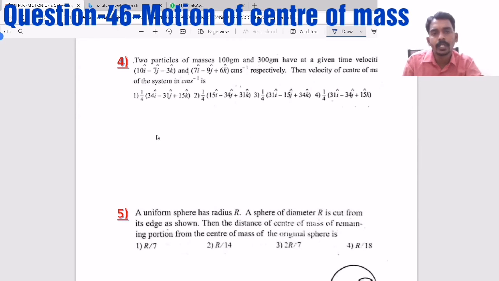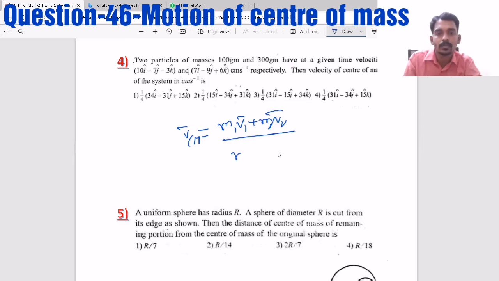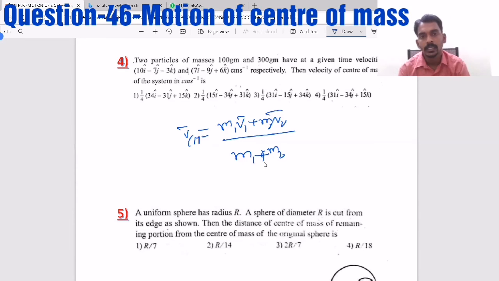Now one more question. Two particles of masses 100 gram and 300 gram have, at a given time, velocities respectively. Then find the velocity of the center of mass of the system. Again the same simple question, VCM equals M1 V1 bar plus M2 V2 bar by M1 plus M2. So the only thing you have to take care of is the calculation. M1 is given directly, M2 given, V1 given, V2 given. So you have to add the i terms, the j terms, and the k terms properly.